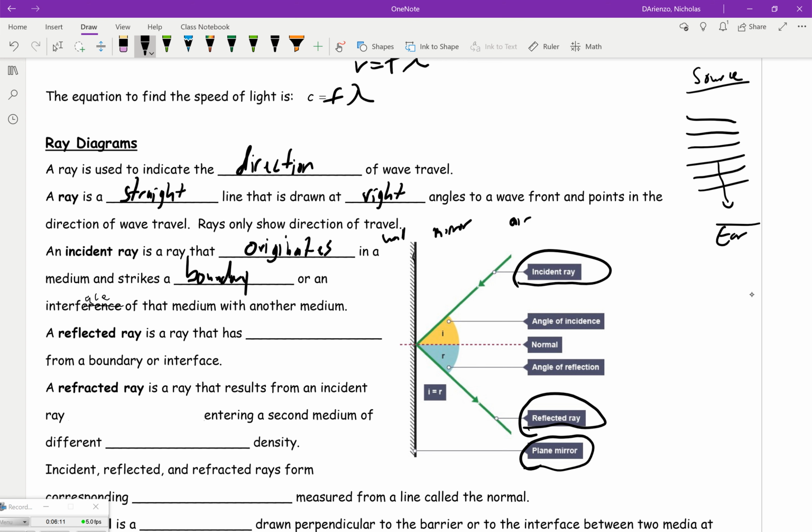Now a reflected ray is a ray that has rebounded from a boundary or interface. In this case, it rebounds off of the mirror and is reflected.